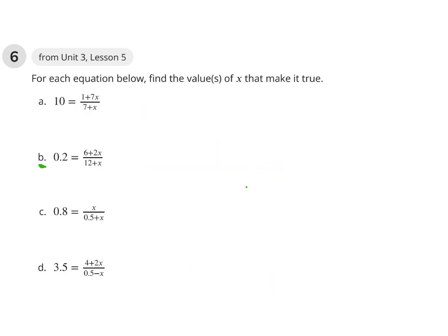Now we're going to look at B. Same step. Cross multiply to get rid of the denominator. So you get 0.2 times (12 plus x). Now the reason why I put the denominator in parentheses is because it's more than one term. If I don't put the denominator in parentheses, I'm going to forget that I have to distribute to everything.